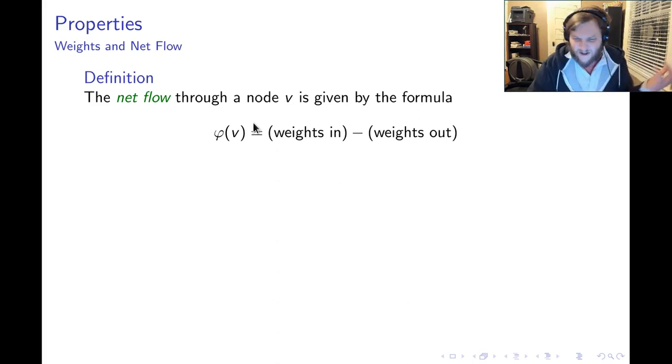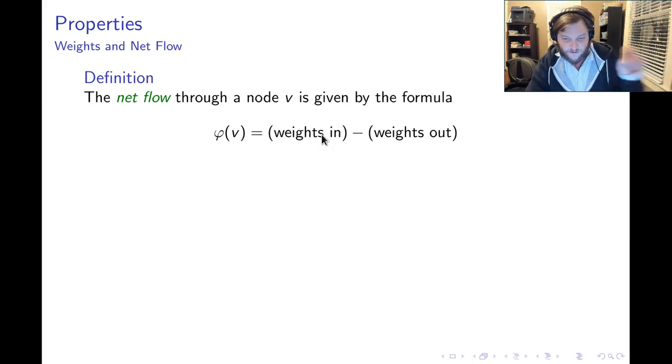The notation I'll use here is this Greek letter. This is a Greek phi, P-H-I. So phi of a node V represents the net flow, and this is equal to all of the weights that are pointing in to the node, and then we subtract all of the weights pointing out of the node.